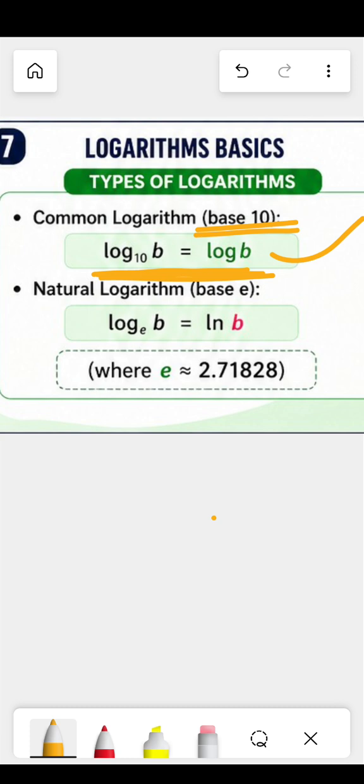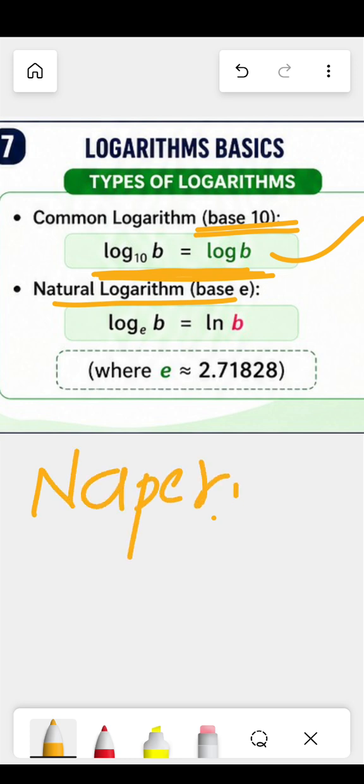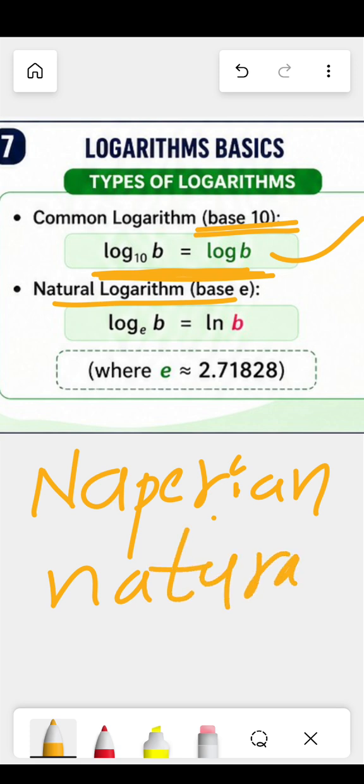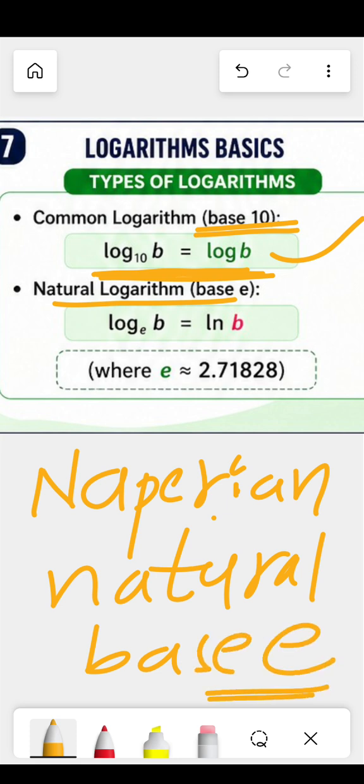Next, natural logarithms, or Neperian logarithms. Logarithms with base e are called Neperian logarithms or natural logarithms. So here log b base e is equal to ln b, where e is equal to 2.71828.